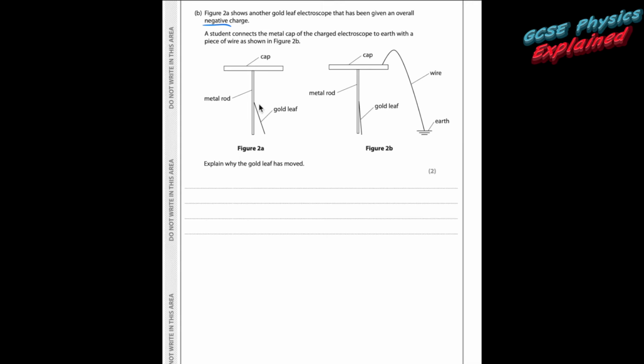Right, so basically that was negative and that was negative. Now all those negative charges are going to come along here, they're going to move up and they're going to discharge down to earth, and then basically that gold leaf isn't getting repelled anymore. That's why it's gone back to being flat against the metal rod.